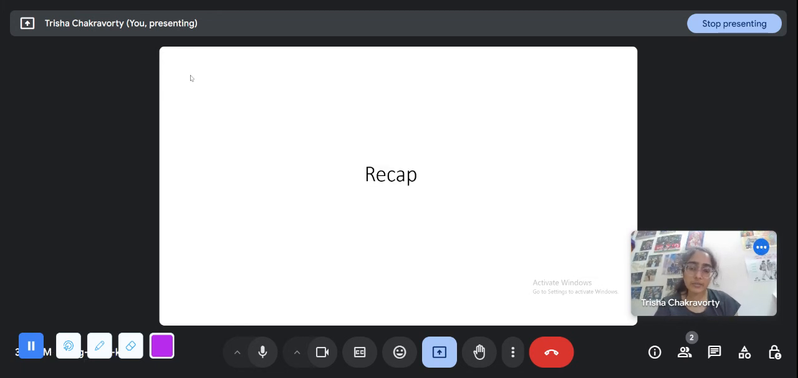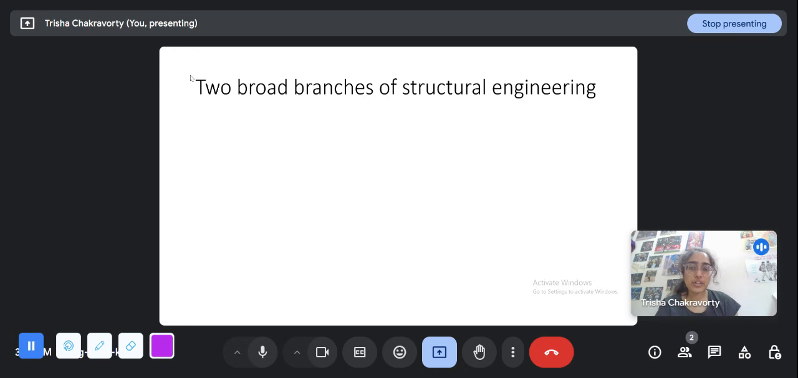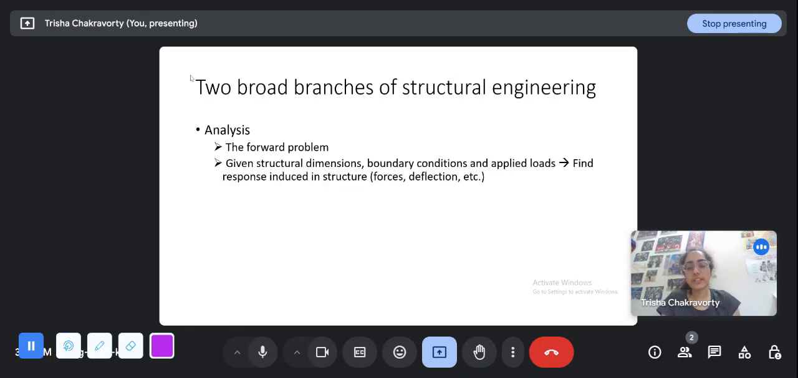Like always, I'll start with a brief recap of what we have done in the previous 10 weeks. There are two broad branches of structural engineering: analysis and design. Analysis is the forward problem, where we are given the structural dimensions, boundary conditions, and applied loads, and we have to find the response induced in the structure. The response can be in terms of forces, stresses, deflections, strains, etc.